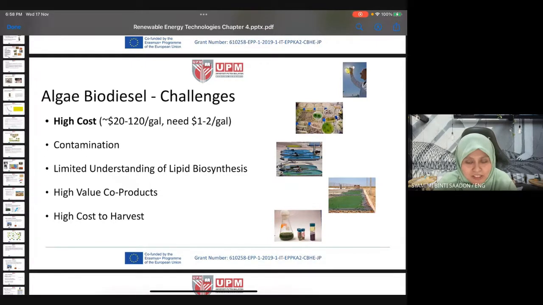Especially in a large scale area, for large scale production of algae, until now it has not really been proven whether this algae biodiesel is valuable in terms of costing, especially on a larger scale area.